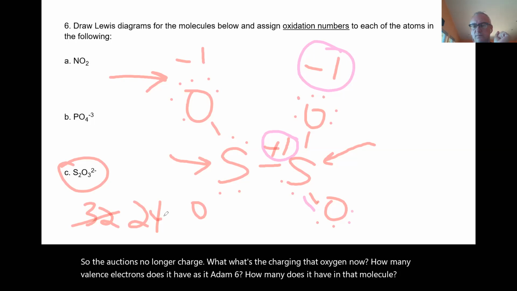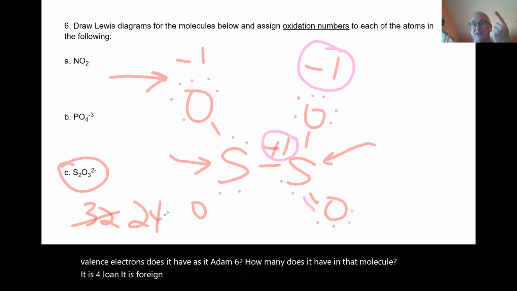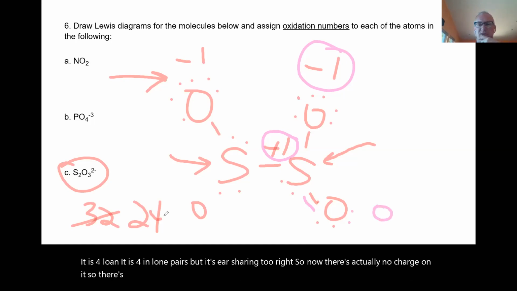4. It has 4 in lone pairs, 6, but it's sharing 2, right? So now there's actually no charge on it. There's no charge on that oxygen. What about the sulfur? It was +1. What is it now? No charge.